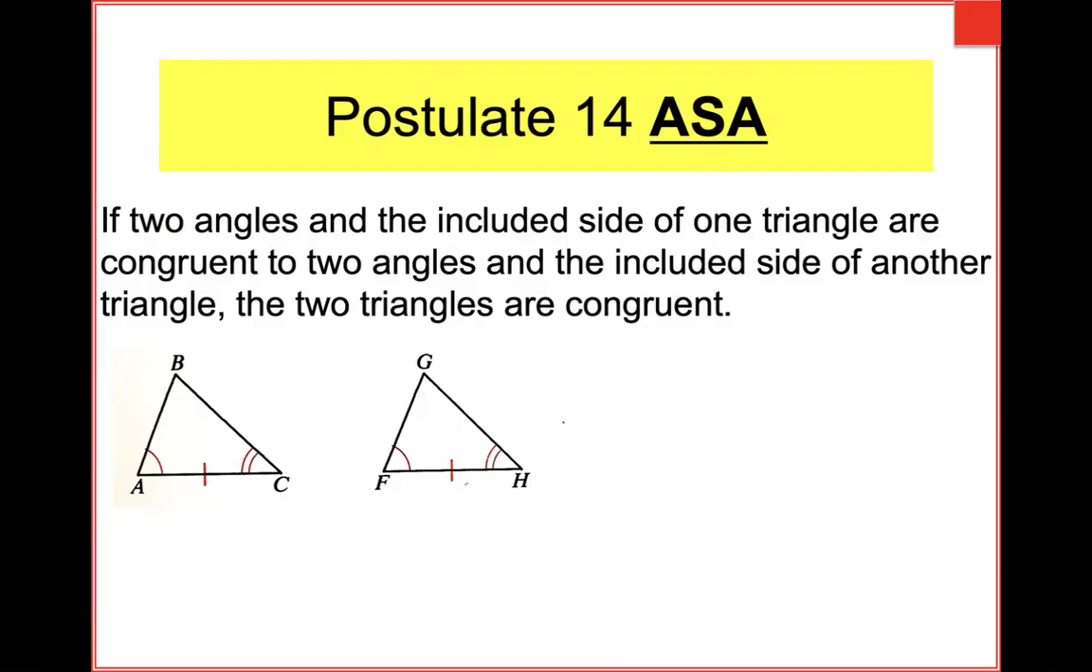Once again, it has to be the two angles and the included side. It can't just be two A's and an S. And both triangles have to say ASA. If one says ASA and the other one says SAS, then you cannot conclude the two triangles are congruent.